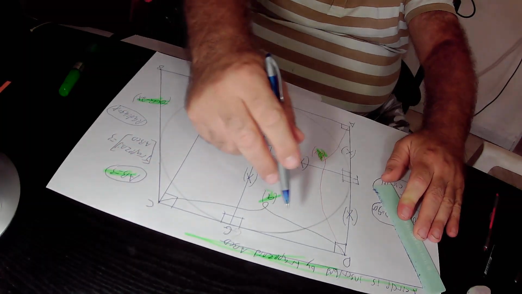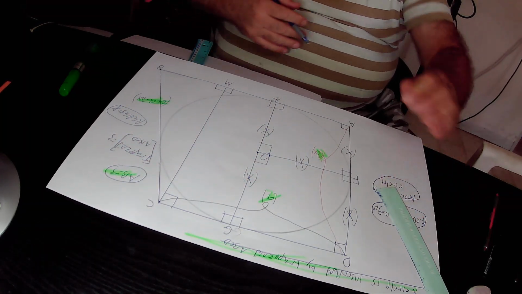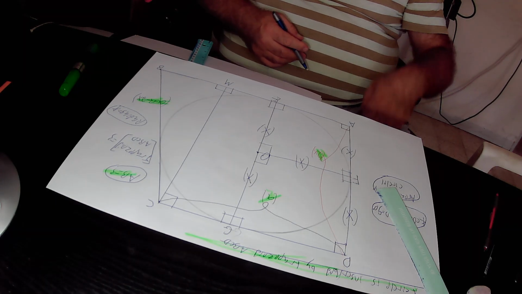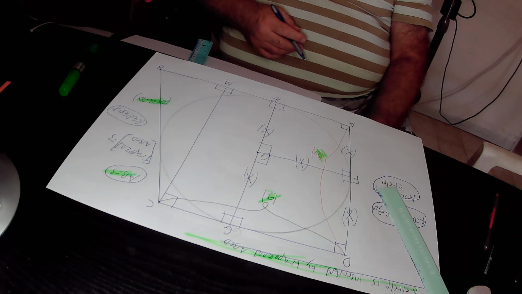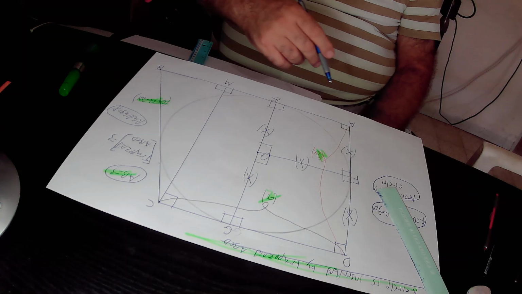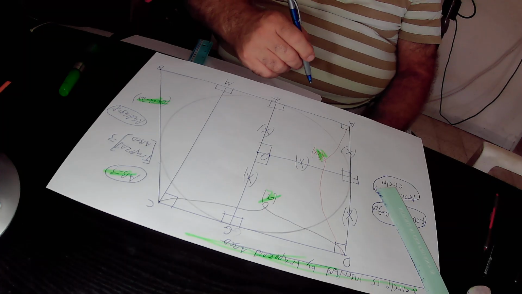So inside quadrilateral DCMA we have 4 right angles. According to the rule, any quadrilateral that has 4 right angles must be a rectangle, if not a square. So quadrilateral DCMA is a rectangle because it has 4 right angles.